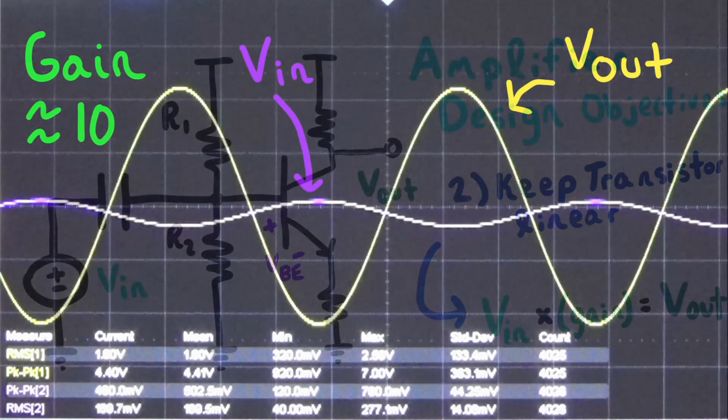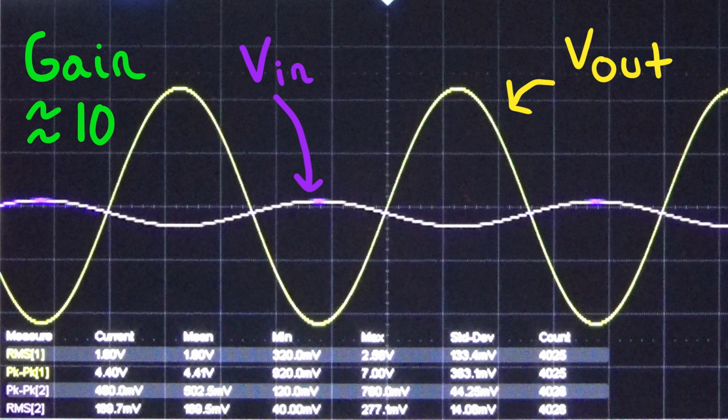In summary, we can use a transistor to amplify an input signal, and we measure the amount of amplification by the gain, which is the ratio of the output to the input.